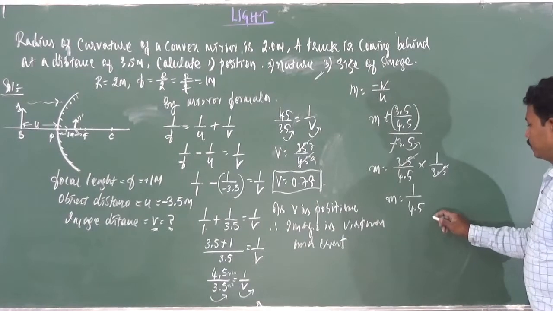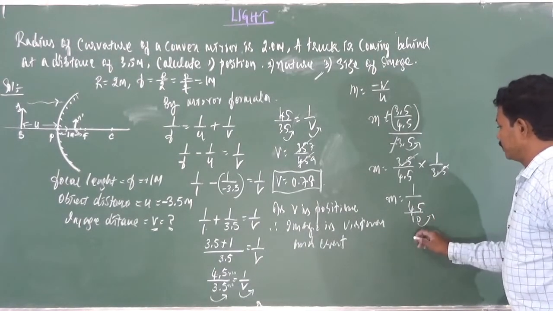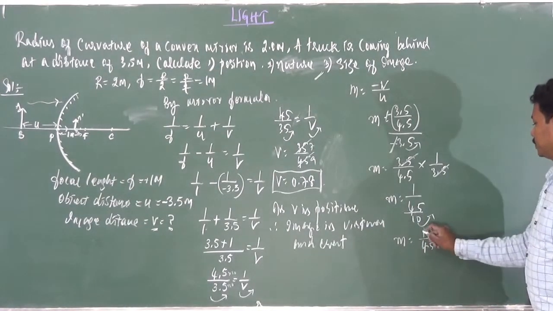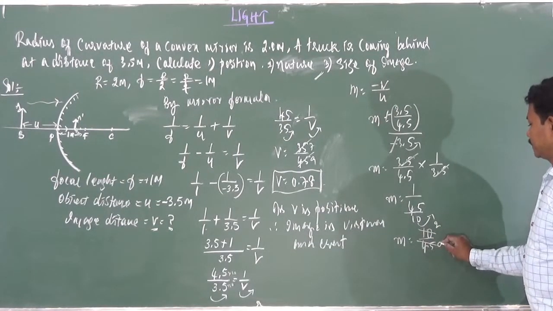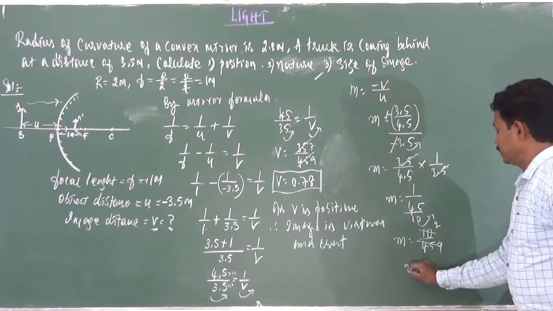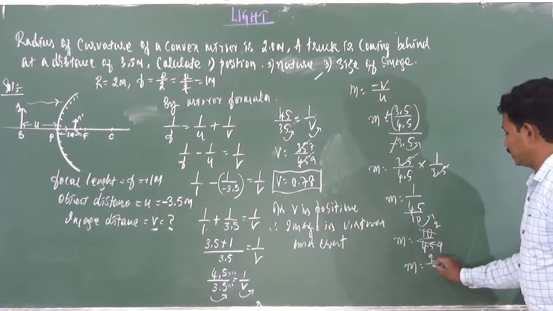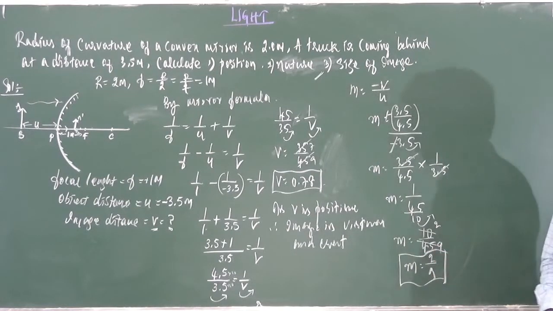So 1 by 4.5 can be written as 45 by 10, so take the reciprocal of this. So M is equal to 10 by 45. So 5 2s are 10, 5 9s are 45, so M is equal to 2 by 9. So let us stop it here. M is 2 by 9.